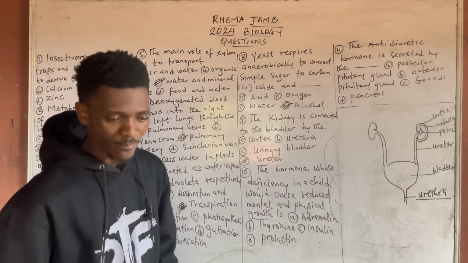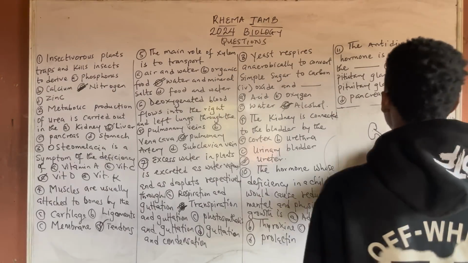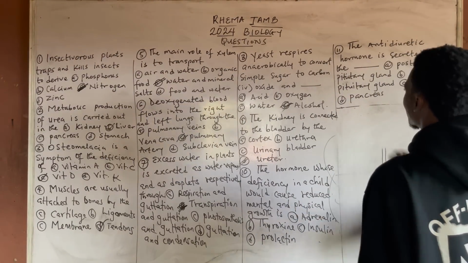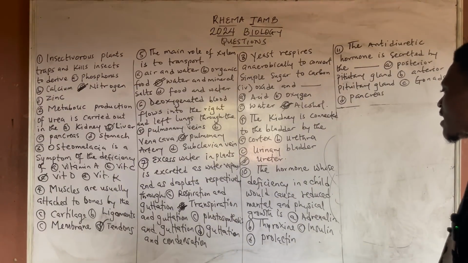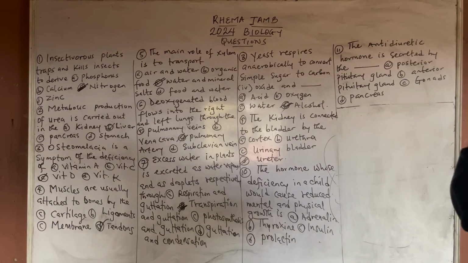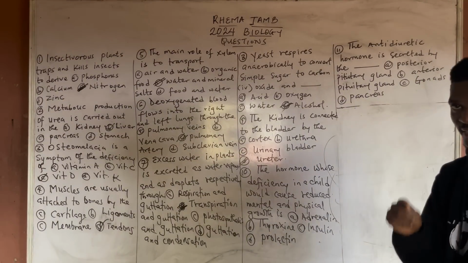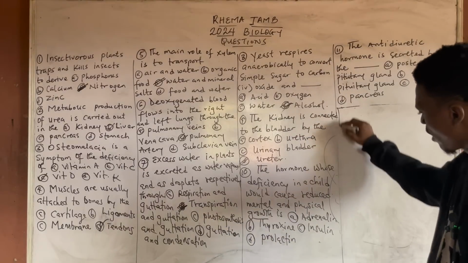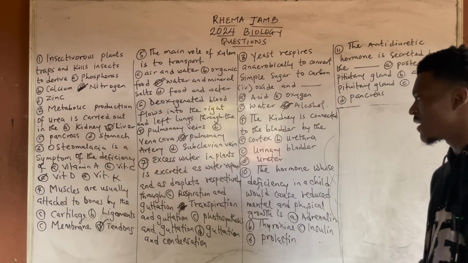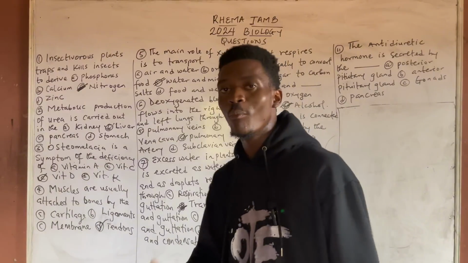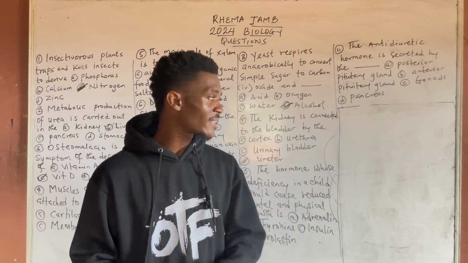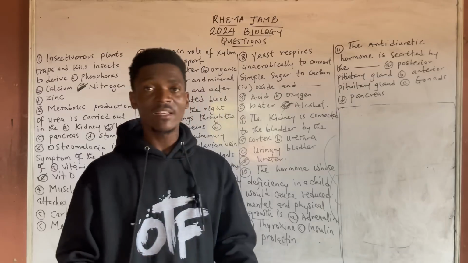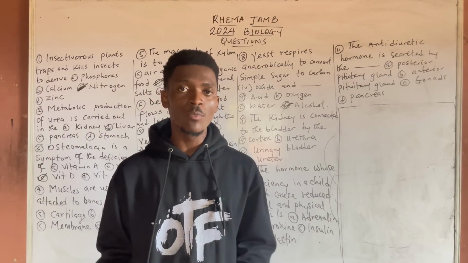Then question 10. Let's look at question 10. The hormone whose deficiency in a child would cause reduced mental and physical growth is, now, when you study endocrinology, that is the study of hormones and also the glands that secrete them. Endocrine glands are basically glands that secrete hormones.